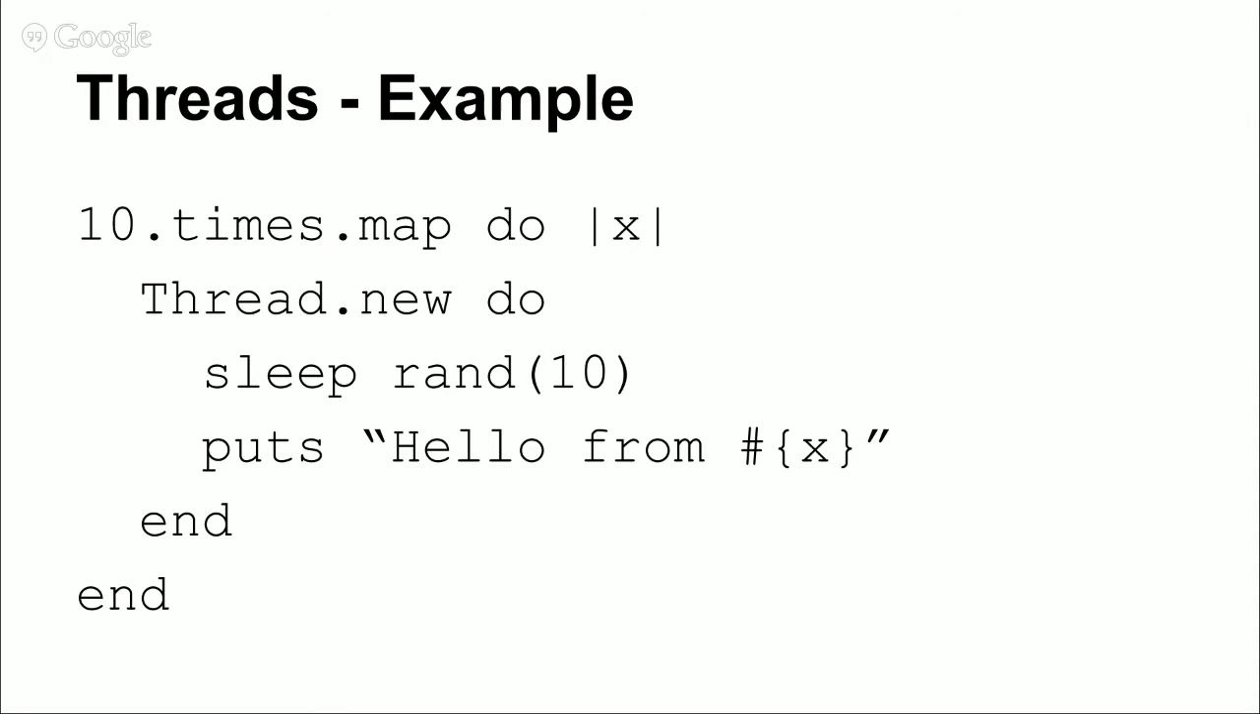So here's an example of a thread. We would say 10 times map do and build out a thread for each one. That's just going to sleep for a random amount of time, and then puts hello from X, which would be the number of that thread, right? This is probably the simplest way that you could implement threads.